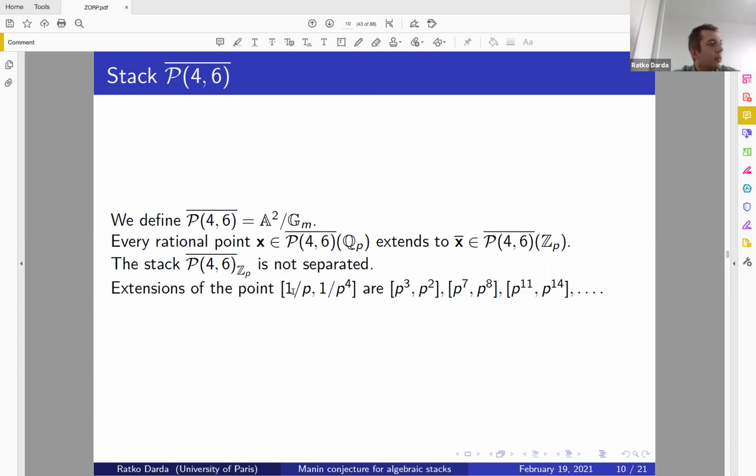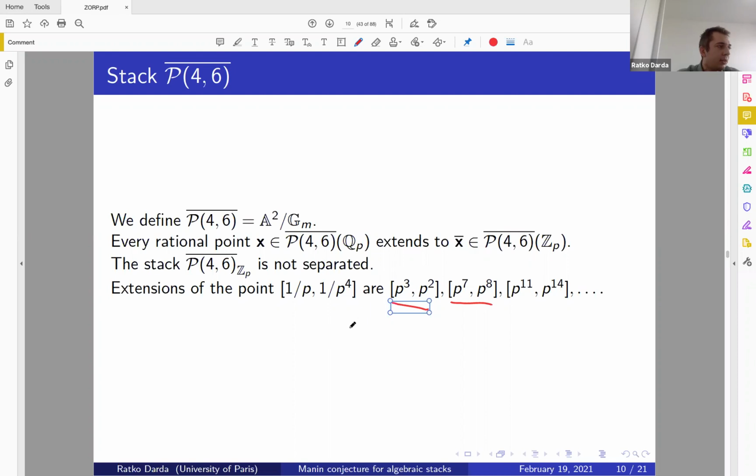Like this point admits infinitely many ZP extensions to P46 bar. And the valuative criterion of separatedness implies that this is not a separated stack. Let us see why these points, when they are regarded as QP points, represent the same point, but when they are regarded as ZP points, they are not the same.